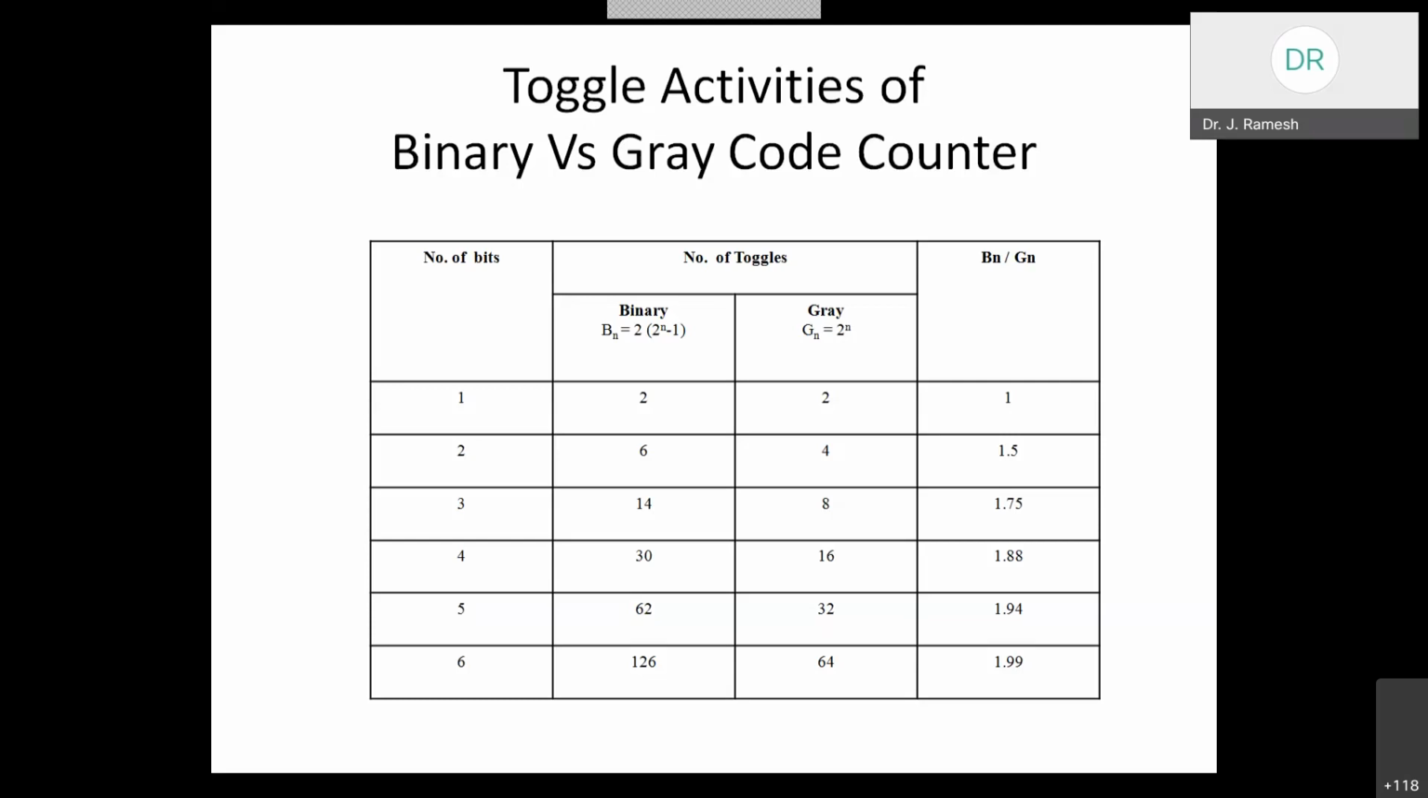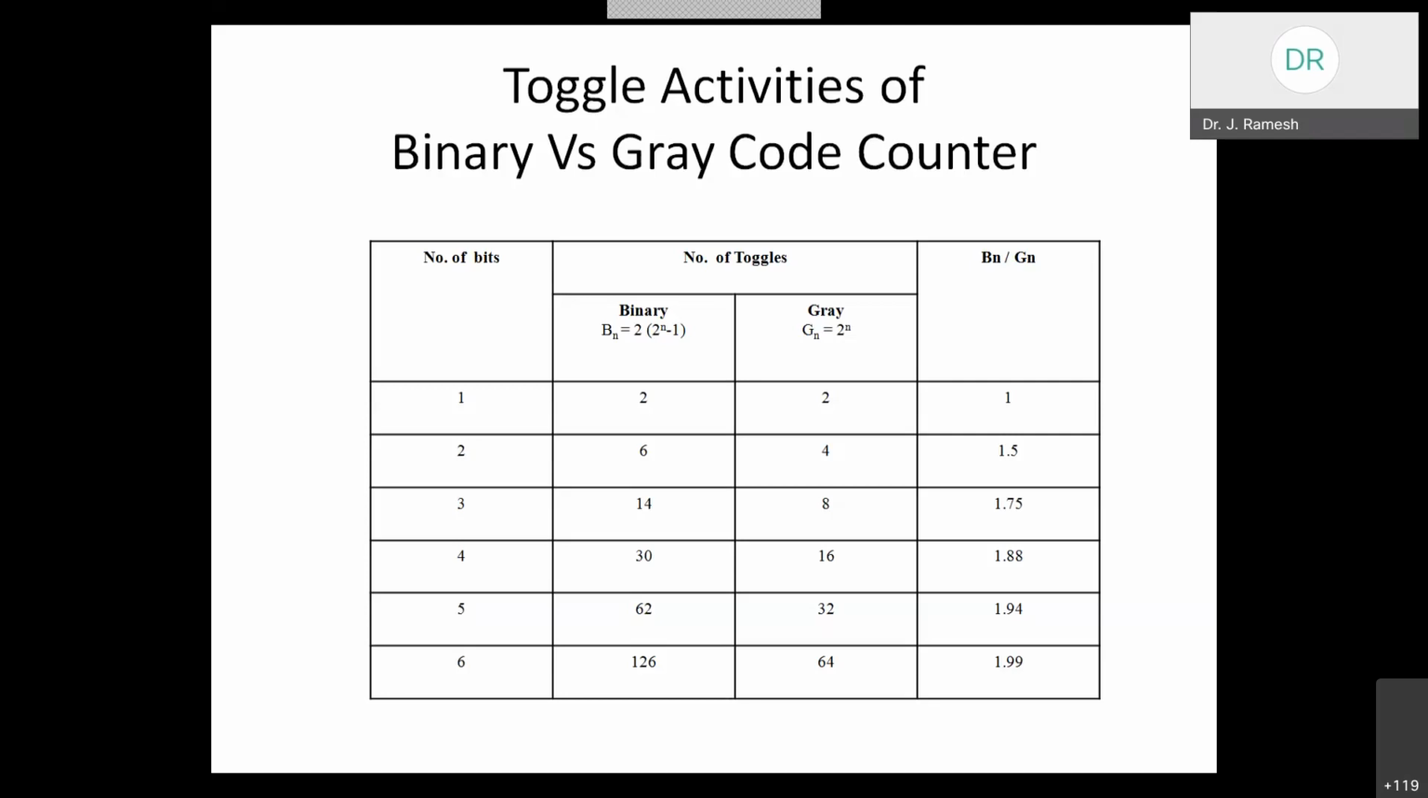If you compare the number of toggles, the gray code will have fewer. For a single bit, it is uniform. For 2 bits, it is reduced from 6 to 4. For 3 bits, it is 14 to 8. And for 30, it is 16. So when the number of bits increases, slowly almost 50% of the switching activity is getting reduced.